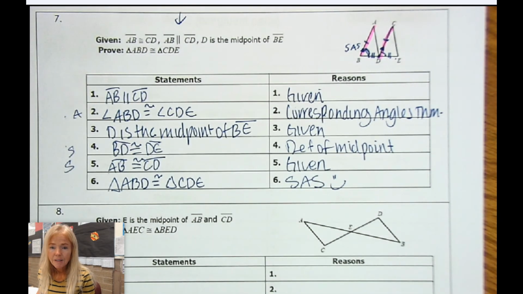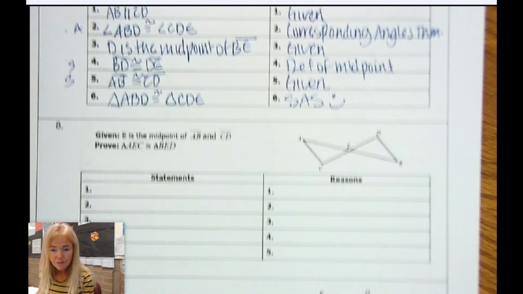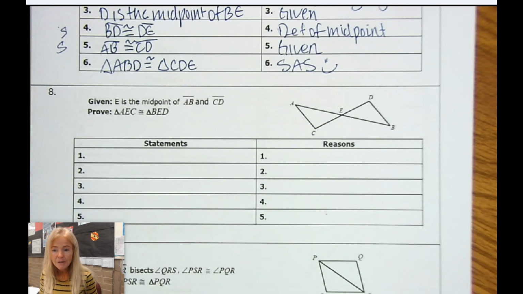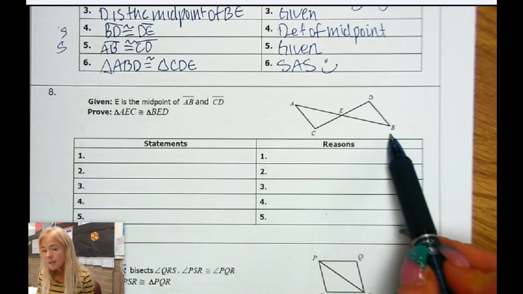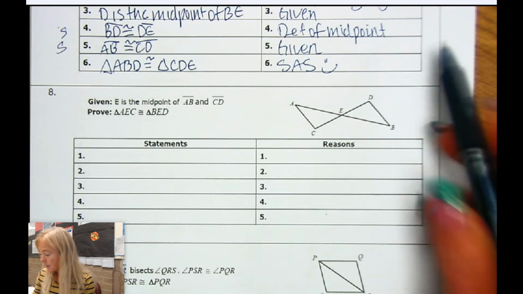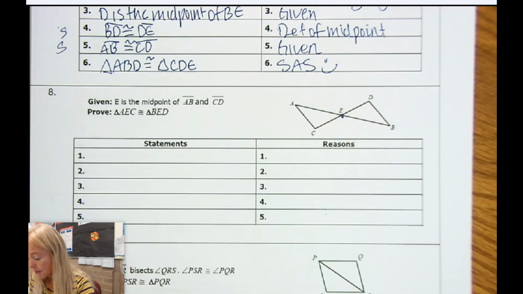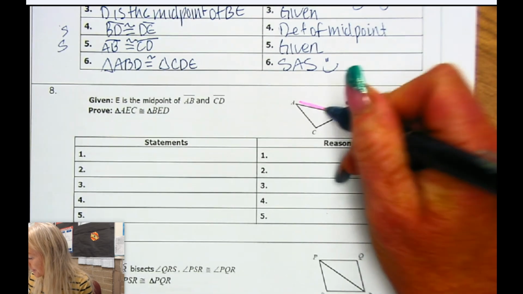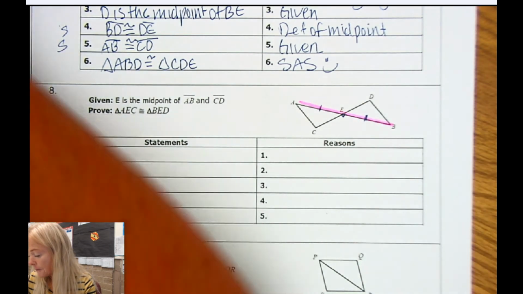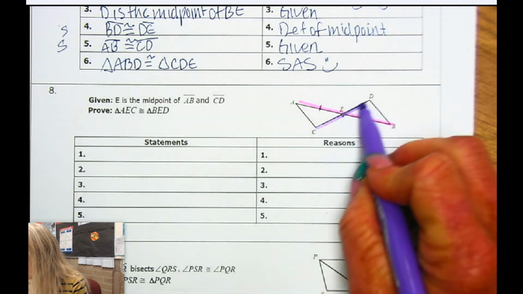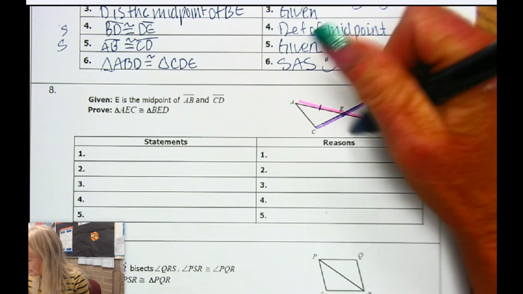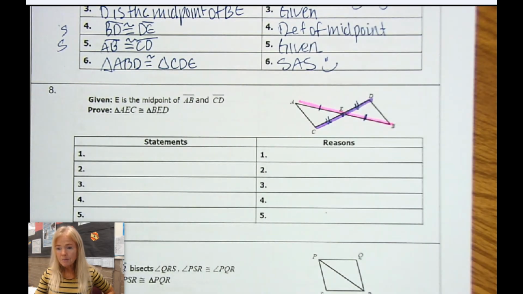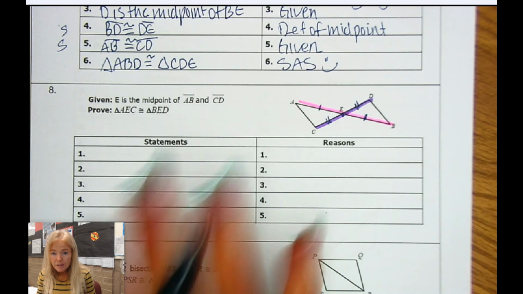All right, I have about 3 minutes left to go through the next one, so I'll try to do that quickly. If E is the midpoint of both AB and CD, I'm going to mark them so you can see them. If it's the midpoint of AB, then this side is congruent to this side. If E is the midpoint of CD, then this side is congruent to this side. And they're corresponding sides of the triangle.